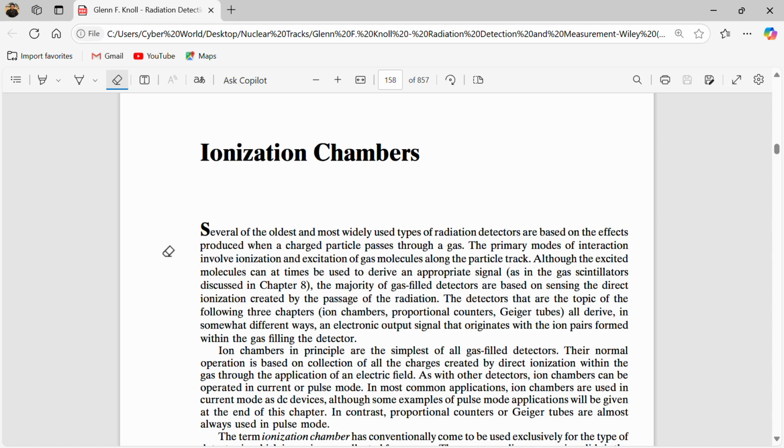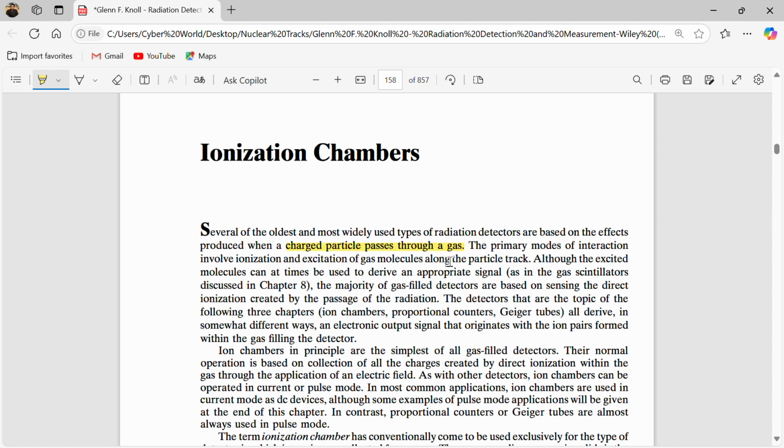Basically, several of the oldest and most widely used types of radiation detectors are based on the effects produced when a charged particle passes through a gas. So we have to discuss the most widely used type of radiation detectors. For that, we commonly use the ionization chamber, in which a charged particle has to pass through that gas.